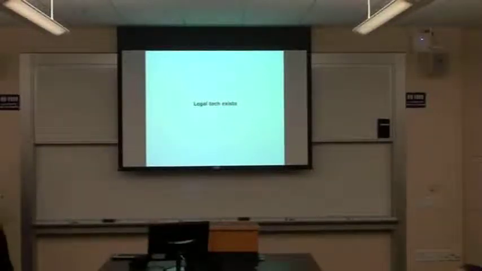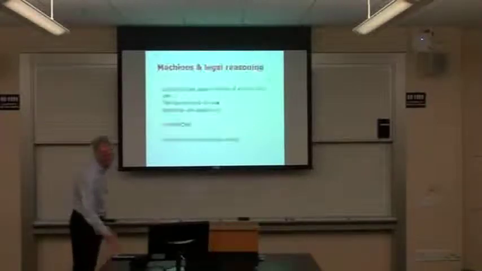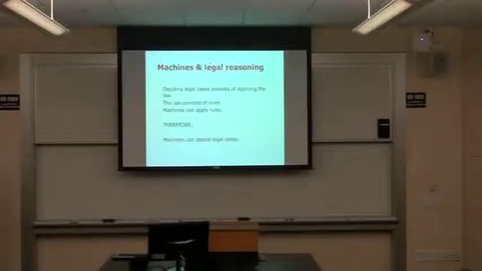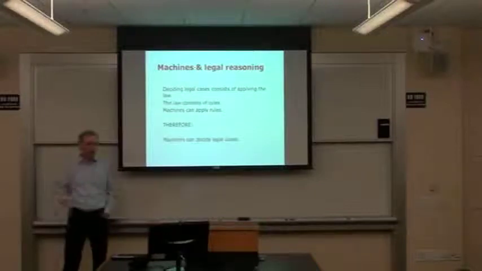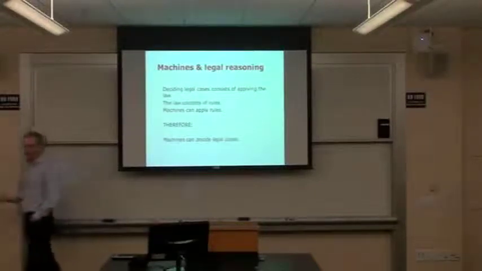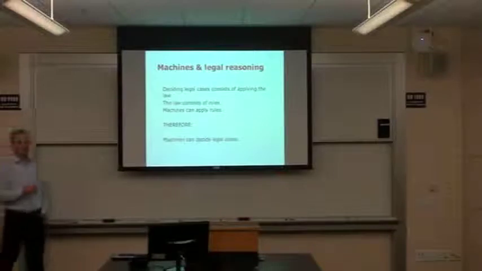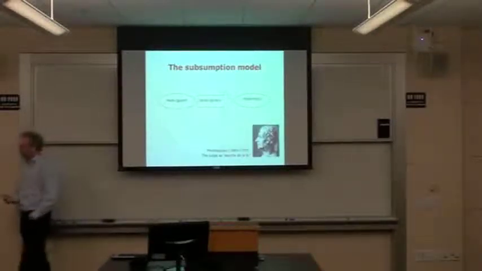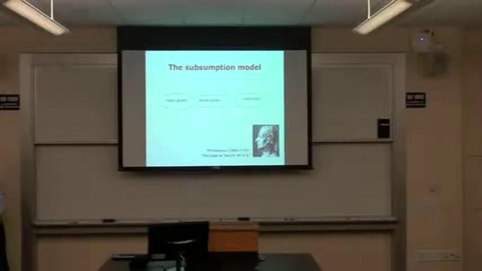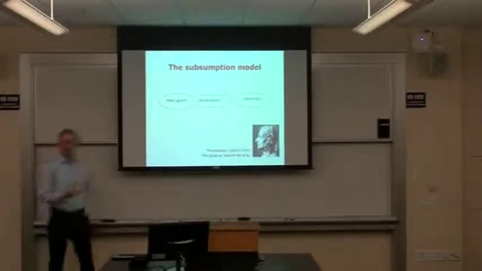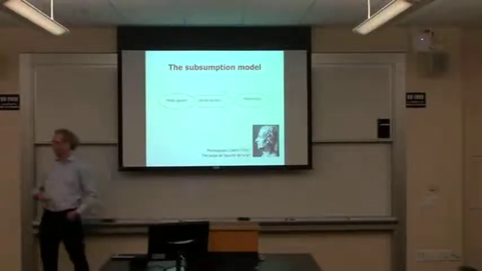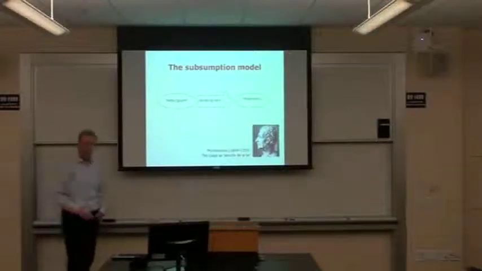Legal tech already exists. It has been said in different ways, but I will also say it in a slightly different way. And the idea started with this perspective of machines and legal reasoning. Deciding legal cases consists of applying law, the law consists of rules, machines can apply rules, therefore machines can decide legal cases. And this is the perspective that coincides more or less with the subsumption model, as Montesquieu is proposing. The judge is the bouche de la loi. The law is there. You just have to say it. You just express the law. That's what you do as a judge, right?